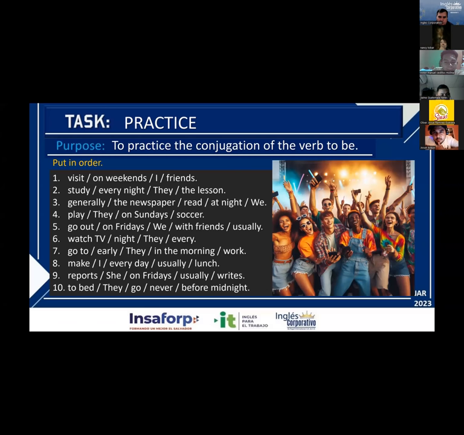Seven. They go to work early in the morning. They go to work early in the morning. They go to work daily in the morning.